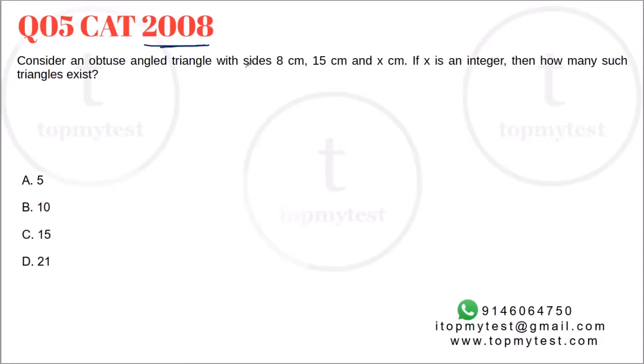Consider an obtuse angle triangle with sides 8, 15 and x. x is also an integer. 8 and 15 are integers, x is also an integer. How many such values of the triangle exist? How many such triangles exist?